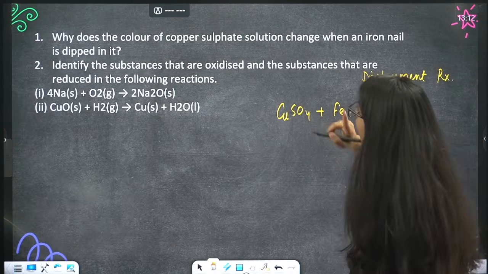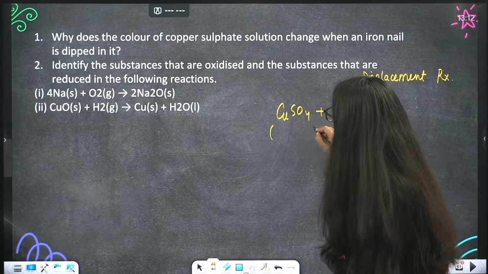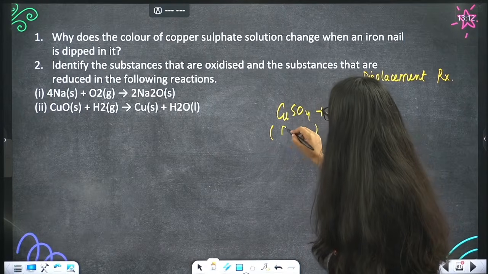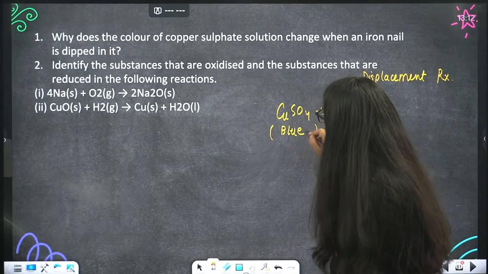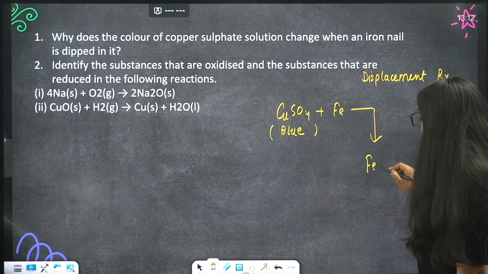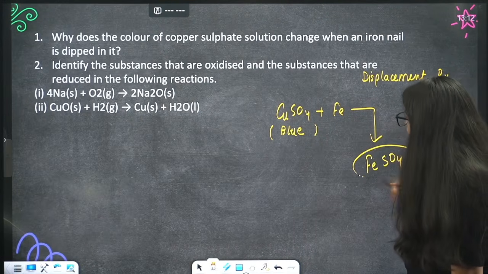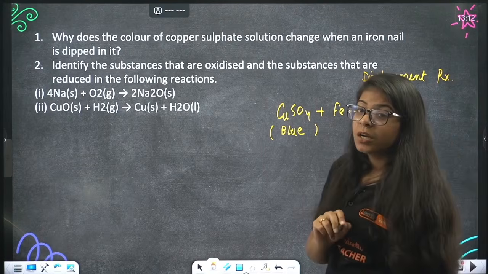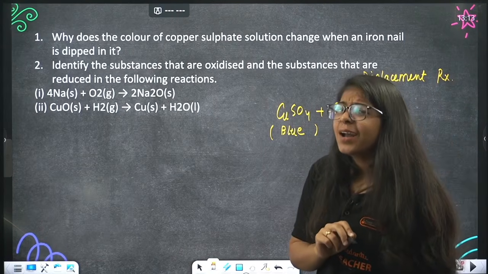Why? Beta, copper sulfate is blue in color, right? But when it is added with Fe, it gives FeSO4, which is brown in color.